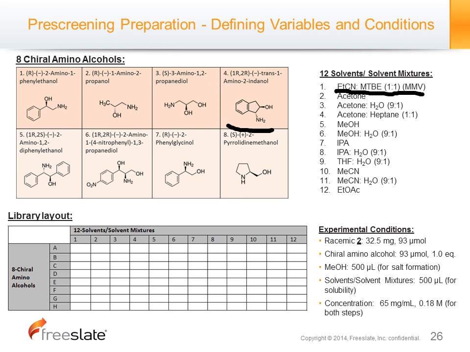And the experimental condition we have, as you have seen here, is we use about 32 mg of racemic 2, 1 equivalent of chiral amino alcohol, and we have a couple of different solvents, which I will show you the steps we do to make the whole experimental work. And the concentration as listed. And the library layout is on the lower left. It's here. So we have 12 solvent mixtures and 8 chiral amino alcohols.